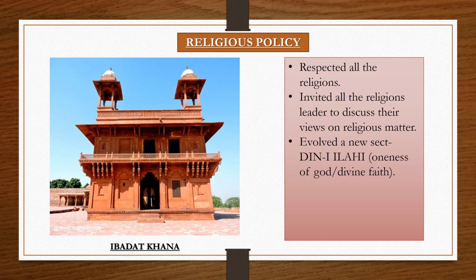Religious policy of Akbar. Akbar was tolerant of other religions. Tolerance means he respected all the religions. He constructed a prayer hall known as Ibadat Khana in his new capital, Fatehpur Sikri, where he discussed religious matters with the leaders of various Islamic sects.